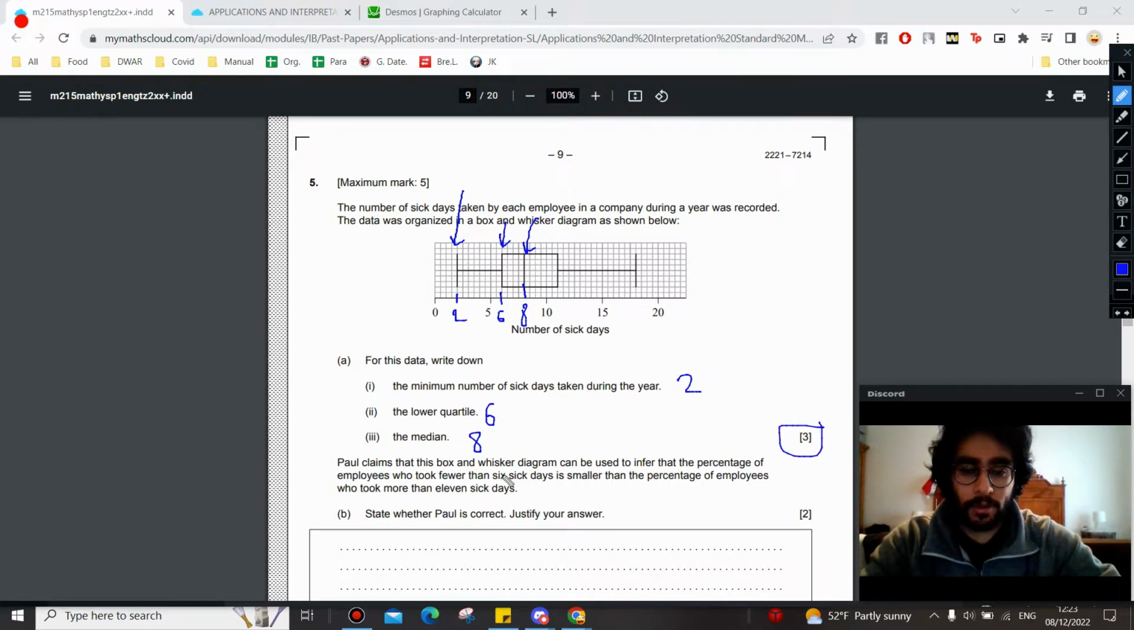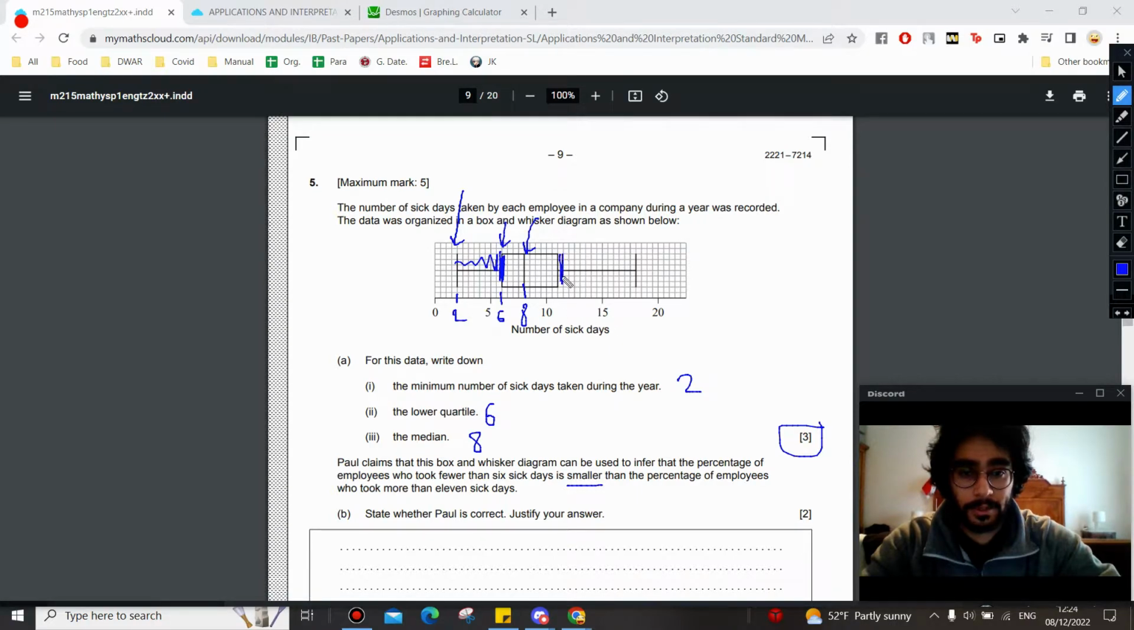Paul claims that this box and whisker diagram can be used to infer that the percentage of employees who took fewer than 6 days, 6 is here, so fewer means this area, is smaller than the percentage of the employees who took more than 11 sick days.